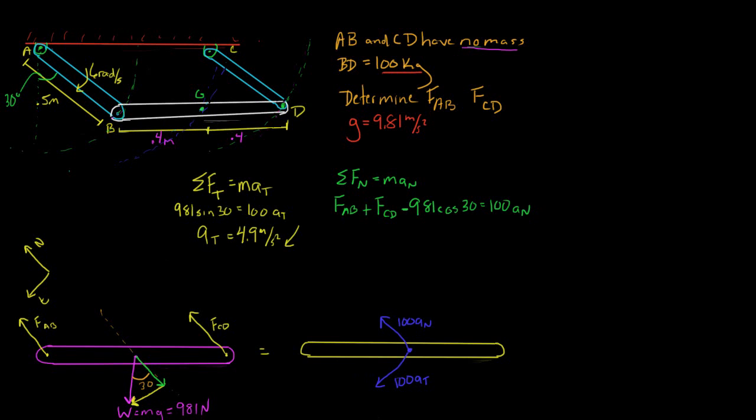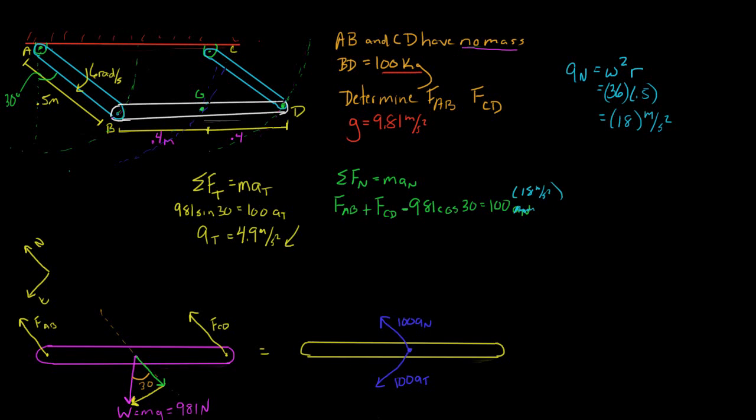But we can break this down a little bit more. We know a normal acceleration is equal to our angular velocity squared times the radius, or times this r. And we have this information. We have this 6, it's moving at 6 radians per second. So omega squared is 36, and r is 0.5 meters. So our normal acceleration is 18 meters per second squared. So we can just substitute that in right here.